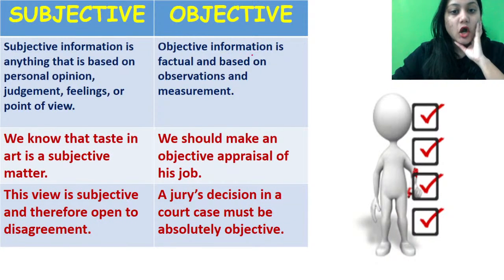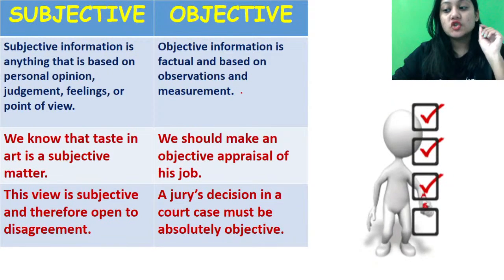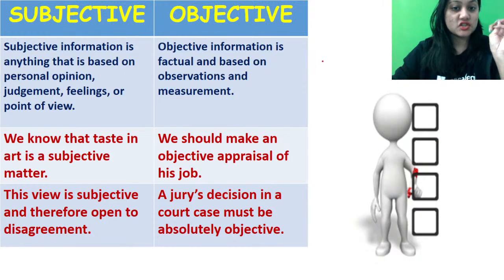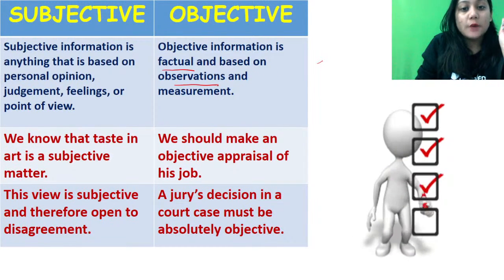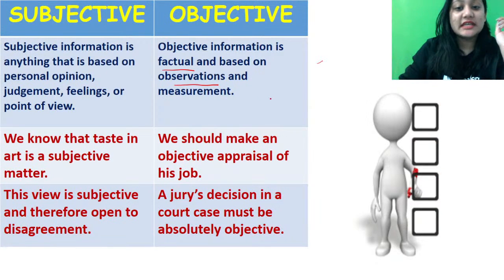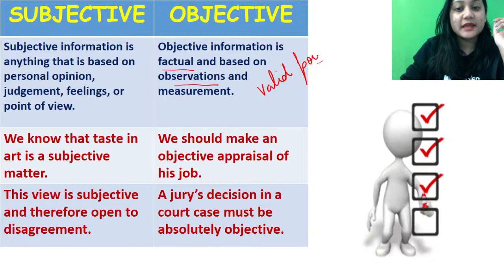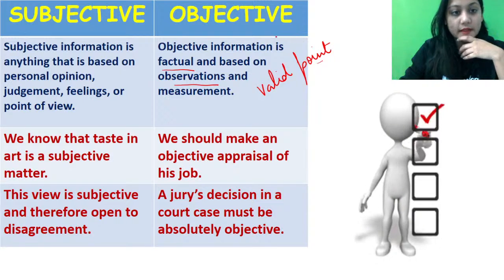Objective क्या है? Objective information is factual and based on observations and measurement. So objective जो भी है बच्चा, वो actually वो information है जो based होती है facts पे या observations पे। Clear? तो कुछ ना कुछ एक valid reason होता है, valid point होता है और उसी के basis पे लोग अपने assumptions बनाते हैं। That is called as an objective view. Clear?